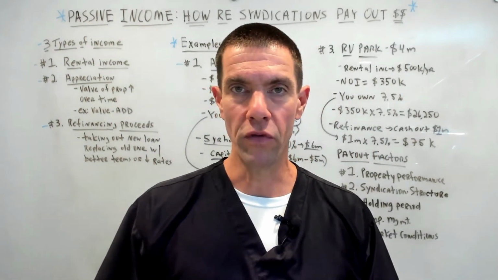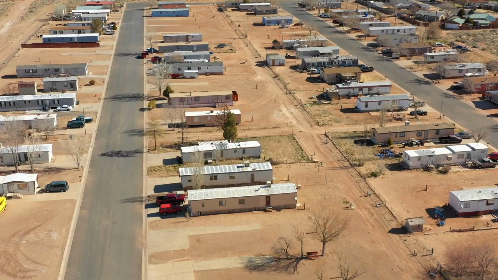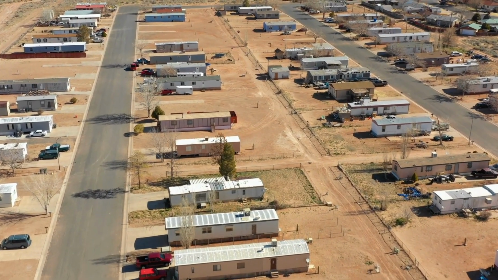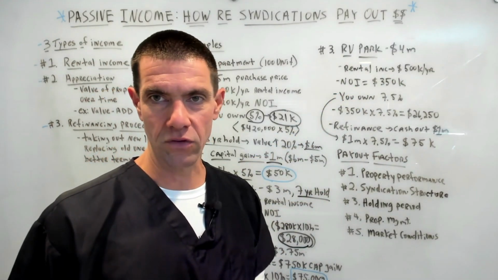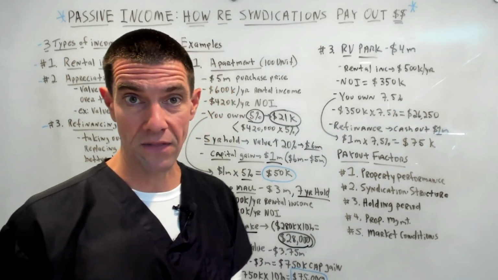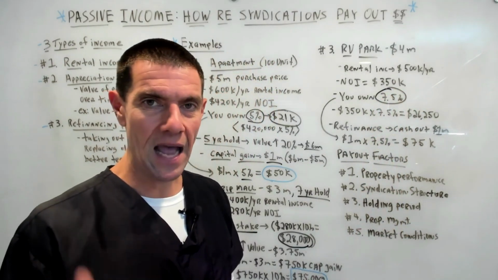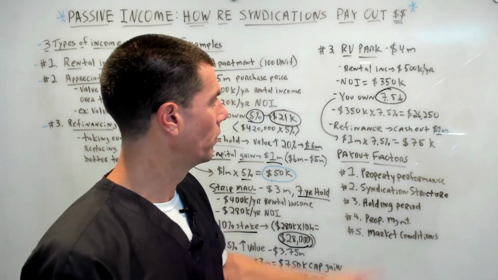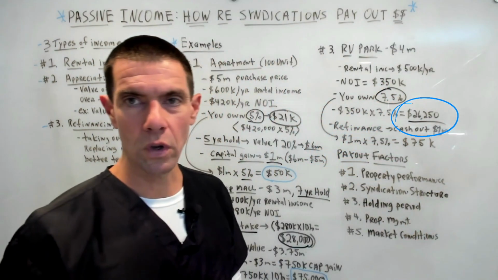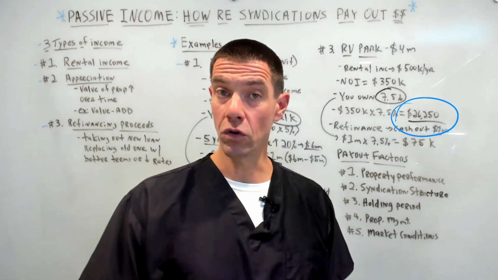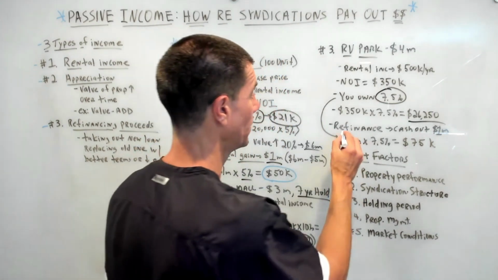All right. So now moving on to our last example is this RV park. And this is an RV park that the group acquired for $4 million. It generates an annual rental income of $500,000, net operating income $350,000 after expenses. Your ownership stake in this particular one is 7.5%. It entitles you to an annual passive income of $350,000 NOI times 7.5%, $26,250.